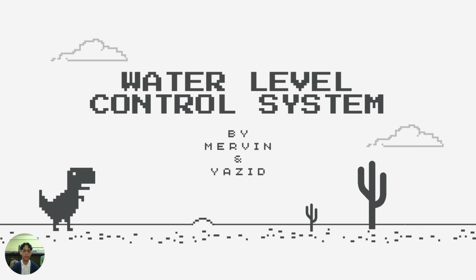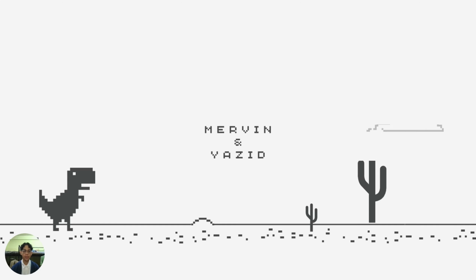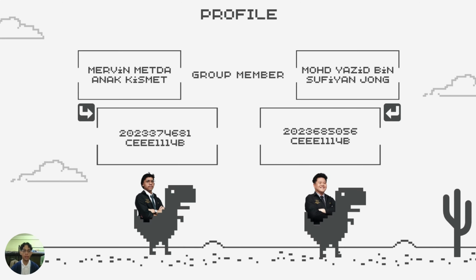Today, we are going to present our mini project, which is water level control system. But before that, allow me to introduce myself. My name is Mervin Benda Anak Kismet, and this is my partner, Muhammad Yazid bin Sufyan Jong.